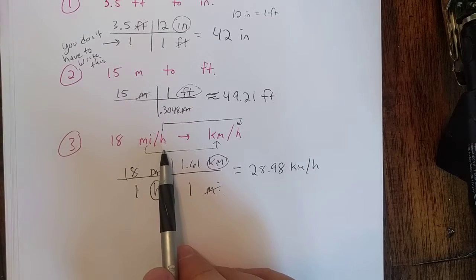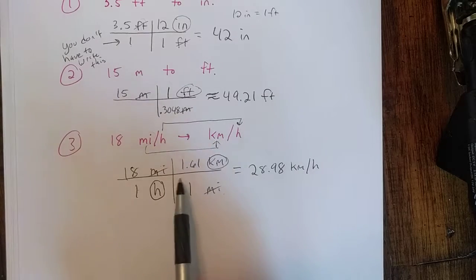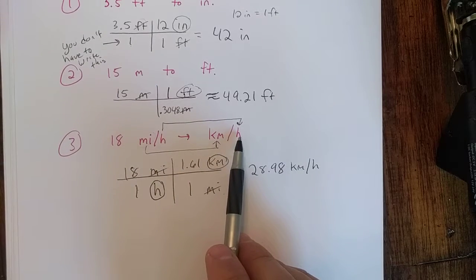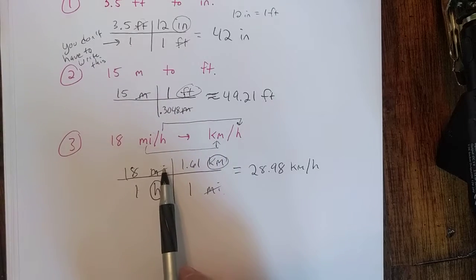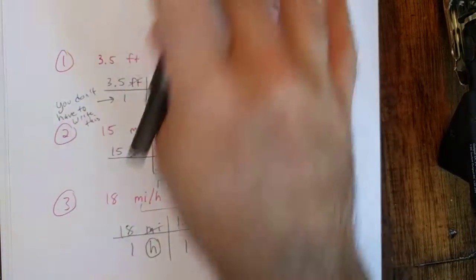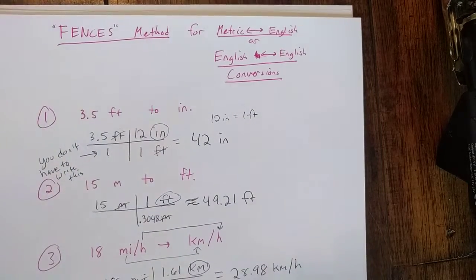Also, if you were to have a rate that had 2 units and you converted to 2 different units, you would need to convert the second unit as well. So for example, if this was hours and you wanted to go to kilometers per second, you would need to convert hours the same way you converted kilometers from meters. You would just extend your fence in that direction. So remember that the fences method is used for metric to English or English to English conversions because, unlike metric to metric, they're not powers of 10 and you need to multiply some fractions together. As long as you use your green sheet in the top left corner where the 2 tables of values or unit conversions are at, everything should go okay.